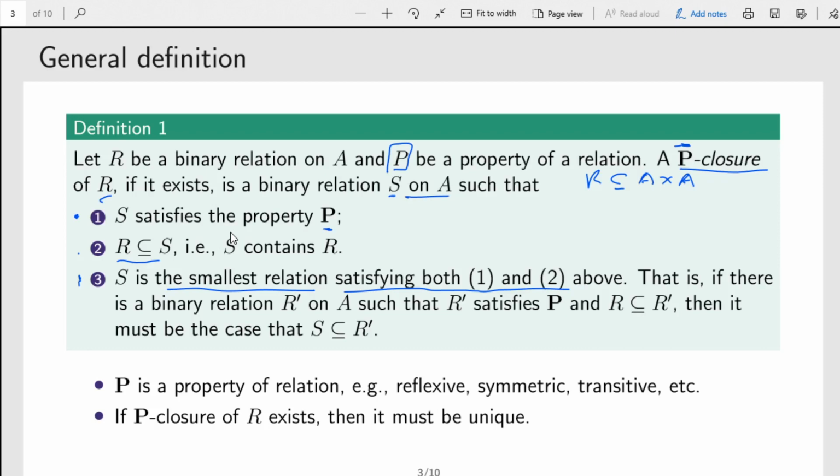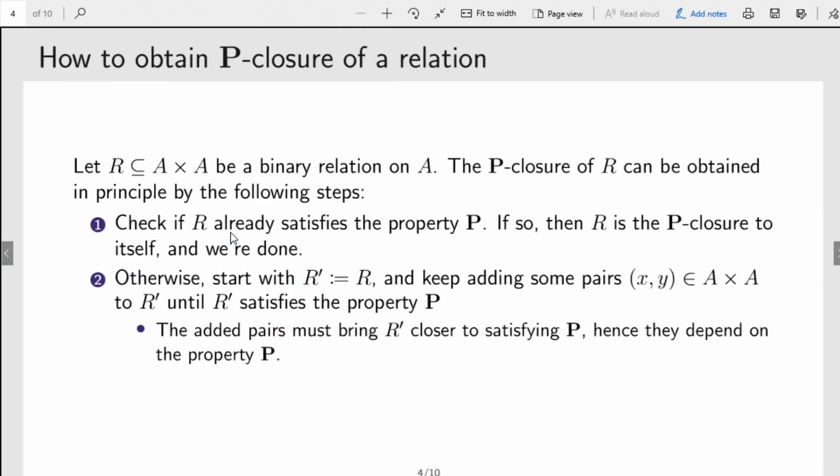So now let's have a look at three closures that we are interested in. The first one, well, let me step back a little bit. Before that, the question is, how do we obtain a P closure from a given relation? Well, the idea is very simple. Actually, you could just do these steps. Start from R, and you check if R already satisfies the property P. If so, then R itself is the P closure of R. And if this is the case, then we're done.